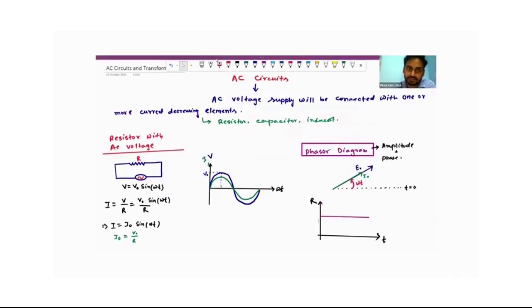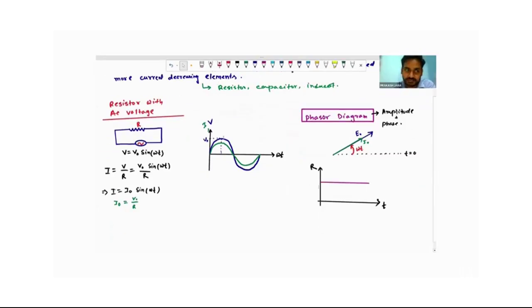Now we will move on to the next element, that is the capacitor. When a capacitor is connected with an AC source, we will see what the current is, what its amplitude is, and so on. So our second discussion will be capacitor with AC source, or AC voltage, as you can write.